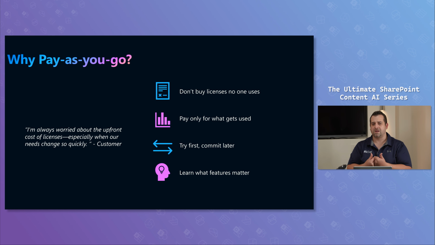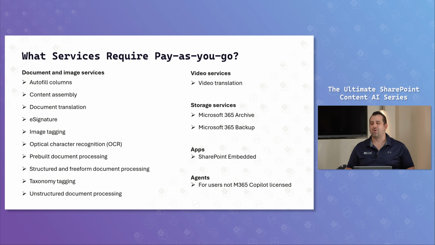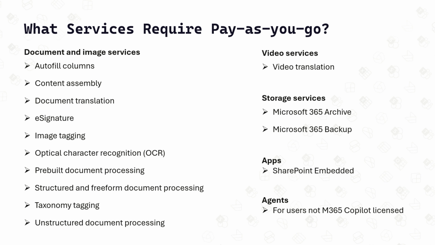Now, what services require pay-as-you-go? And the list here is quite big. Almost everything that we cover in this series, basically. Some of them in this series are free, but they still require you to set it up. And there's also some features that are not part of this series that require it. So Microsoft 365 Archive, Microsoft 365 Backups, SharePoint Embedded, and even if you want to enable agents for people that don't have a Copilot license, all of this is configured the way we will show you right now. It's one configuration for all of them.